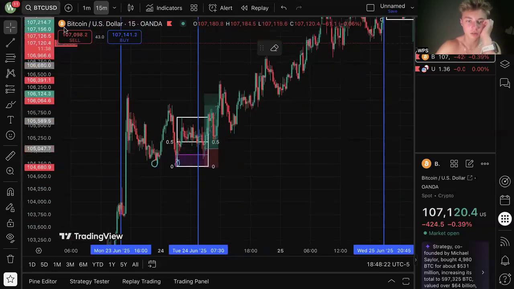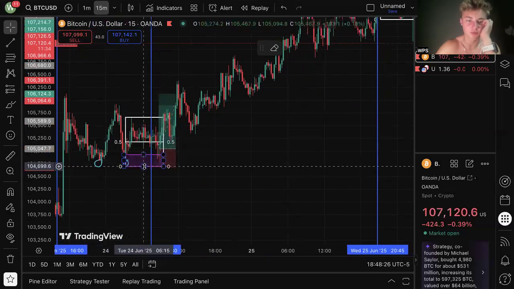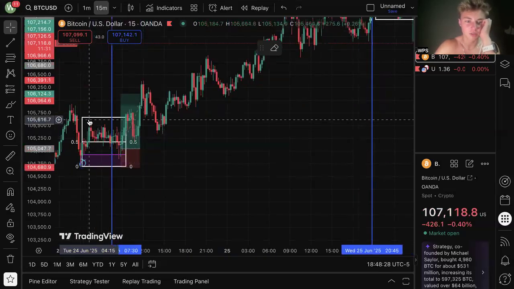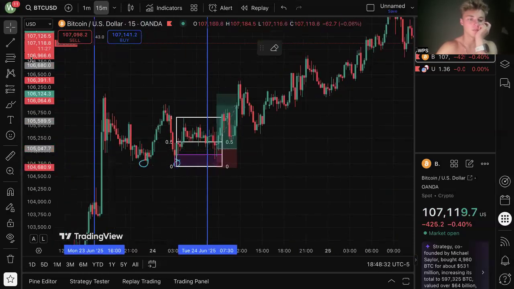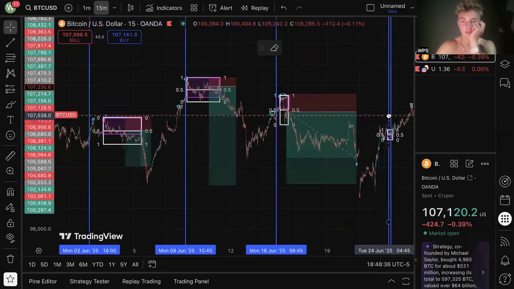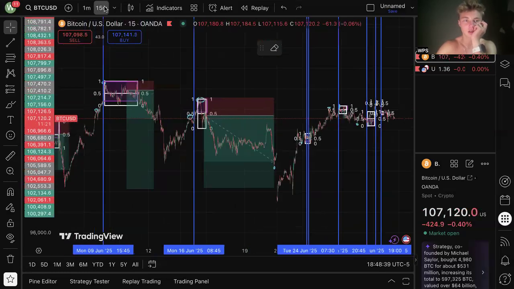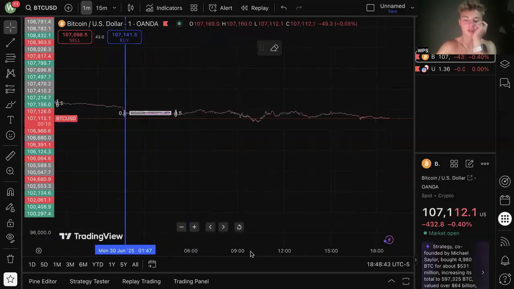Here, swing low, second swing low. I think that precedes the previous swing low. Price comes up, retraces down into here. And now I'm gonna go on the 5 minute, or actually the 1 minute would probably be ideal.